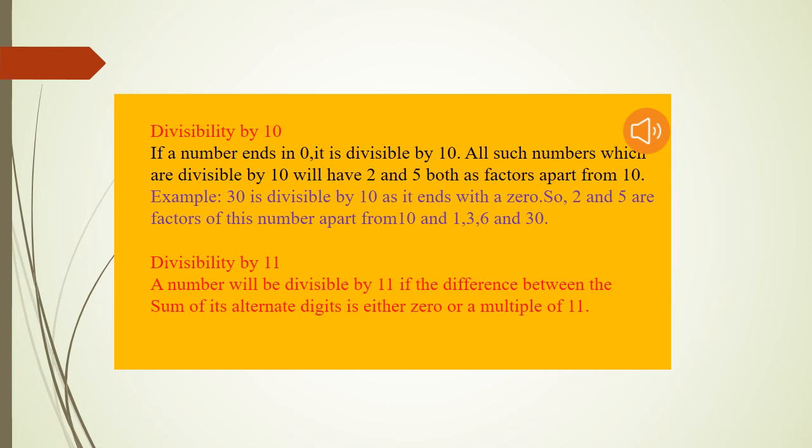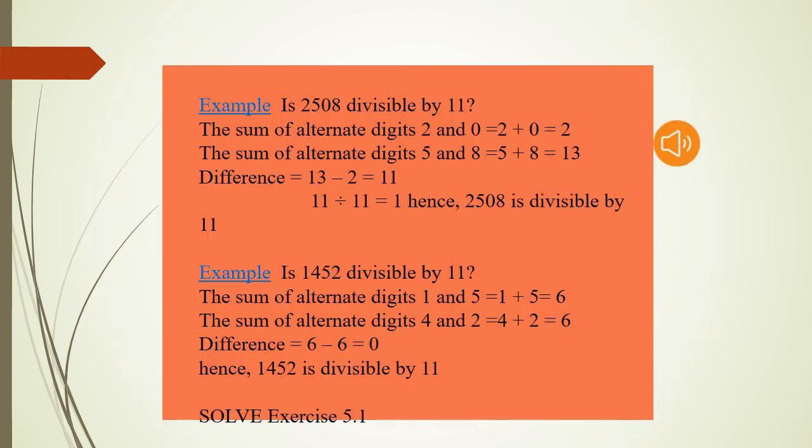How will we check the divisibility by 11? A number will be divisible by 11 if the difference between the sums of its alternate digits is either 0 or a multiple of 11. Let's check the divisibility by 11 with the help of an example.